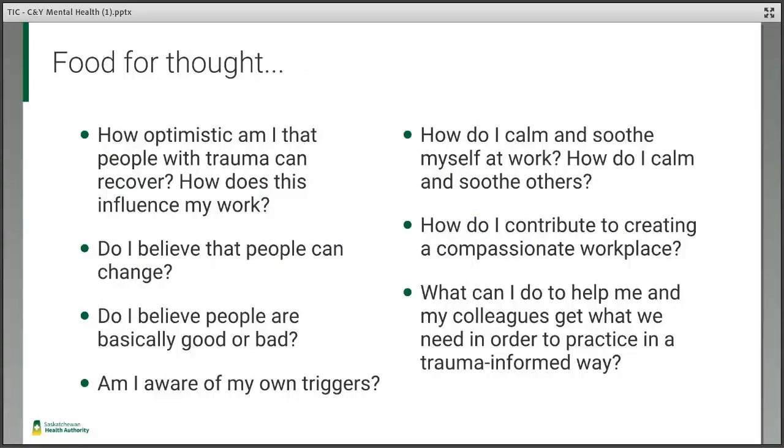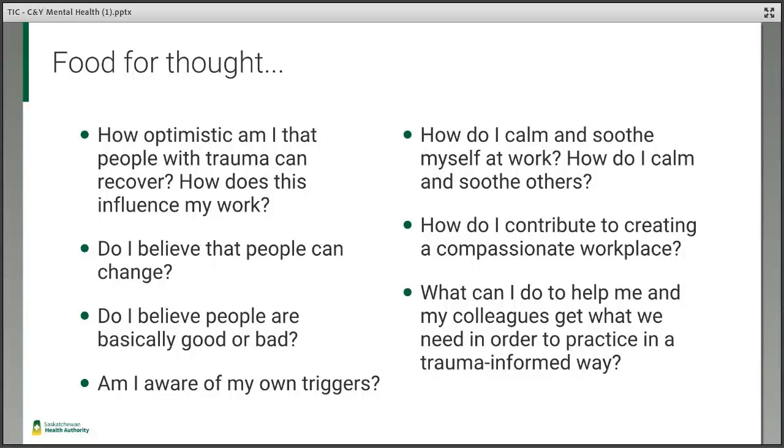So some thoughts just as we wrap up to think about: how do I contribute to a trauma-informed workplace? Am I still optimistic that people can recover? Do I believe people can change, including my coworkers and myself? Do I believe people are good or bad? These things may seem unrelated, but really it is a check on our general orientation of the world, which can help us have some awareness if we're starting to stray from that, which is a sign that trauma is creeping in.